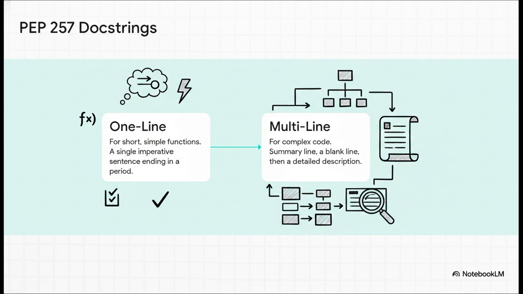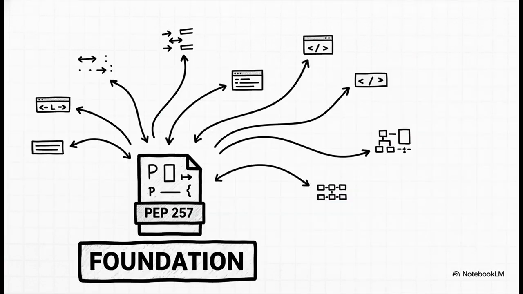For really simple functions, a one-liner is perfect. Just a quick summary telling you what it does, like calculate the total. For anything more complex, you'll use a multi-line docstring, which always starts with that same one-line summary, but is then followed by a more detailed explanation. But here's an interesting detail. While PEP 257 gives us the foundation, it doesn't actually give us strict rules for how to format things like function arguments or what the function returns. And that bit of flexibility allowed different styles to pop up, each designed to work well with different tools.